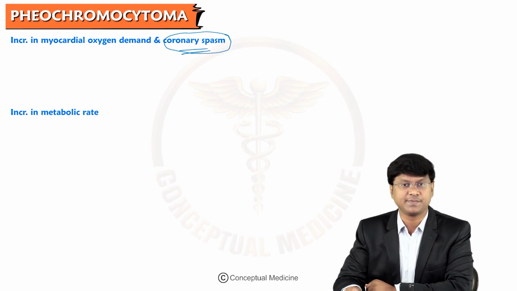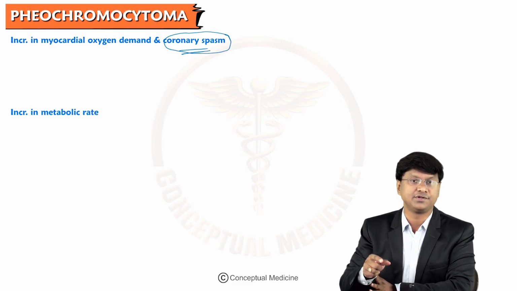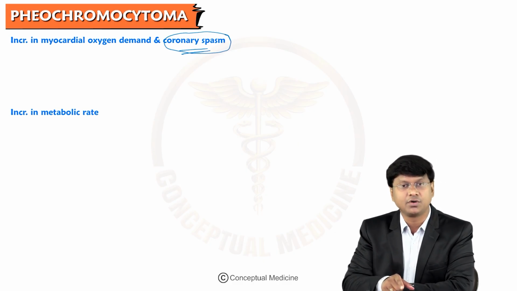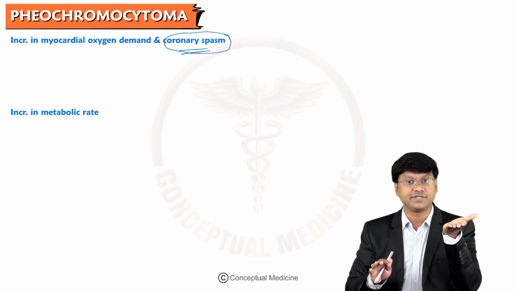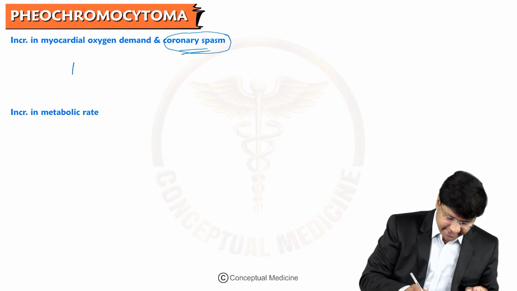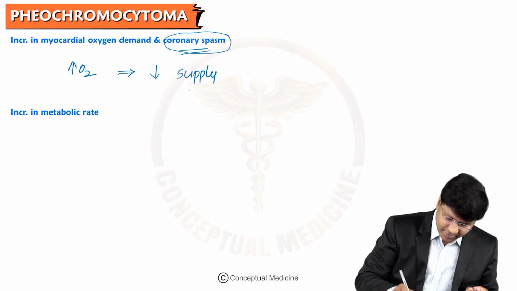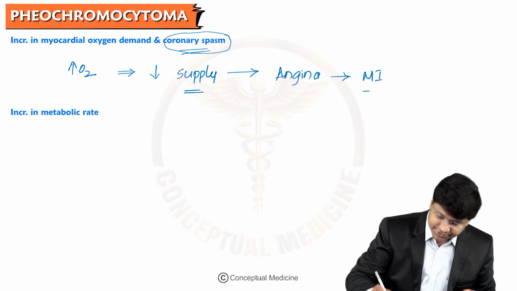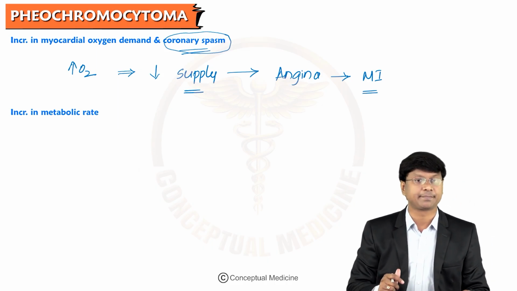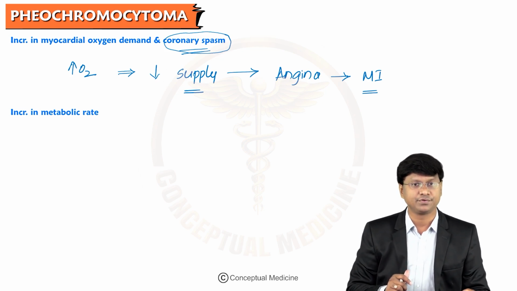Why is there very severe coronary vasospasm? Because the increased epinephrine and norepinephrine in pheochromocytoma go and act on the alpha-1 receptors present on the coronary arteries, and they cause very severe coronary vasospasm. So on one side there is increased myocardial oxygen demand, and on the other side there is coronary vasospasm. Thereby what will happen to your myocardial blood supply? The myocardial blood supply will be decreased. So there is increased oxygen demand and decreased supply. This will make the individual land up in angina, and subsequently the individual will progress to develop myocardial infarction. That is what you will see in patients with pheochromocytoma.